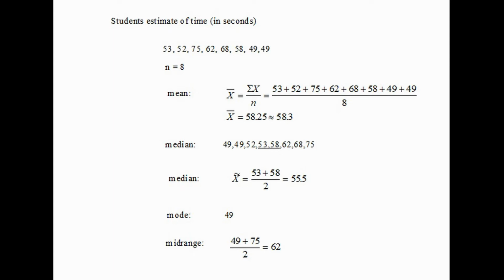The mode is the number that occurs most often. In this case, it's the number 49. The midrange is found by taking the lowest number, adding it to the highest number, and dividing by 2, which gives us the middle of the data. In all of the cases, we're trying to find the extremes and the middle of the data.